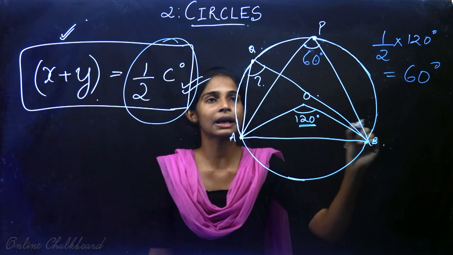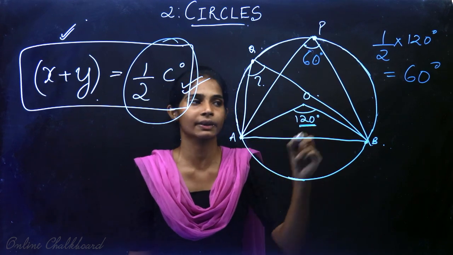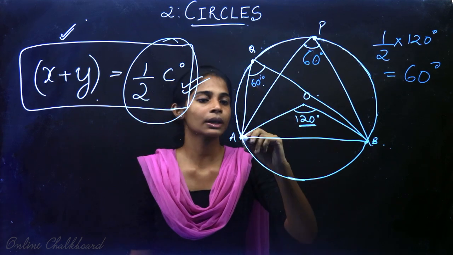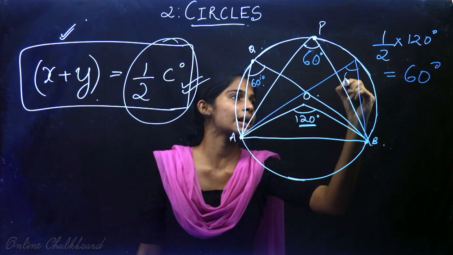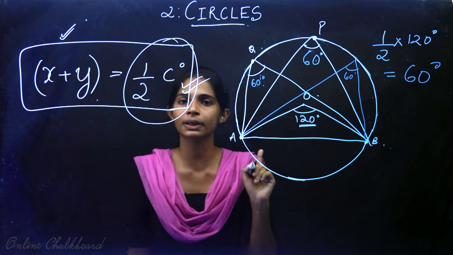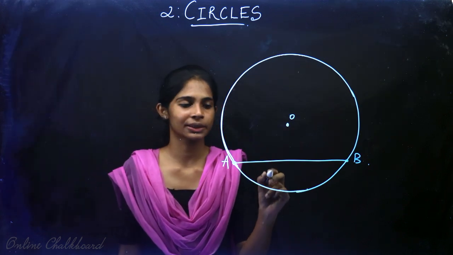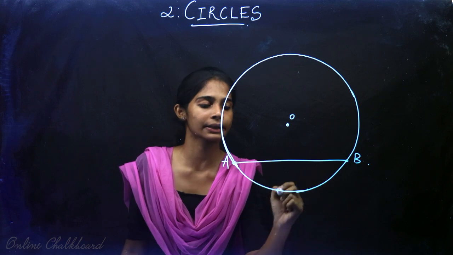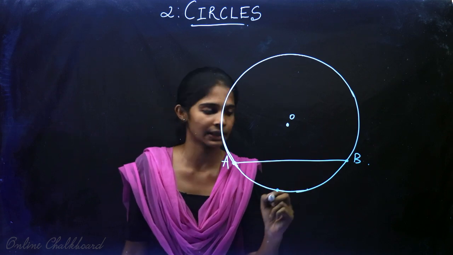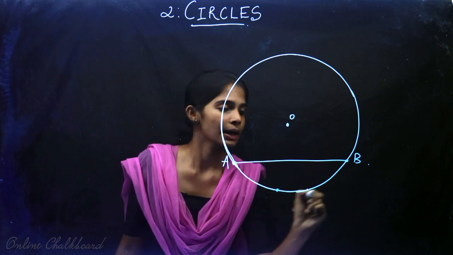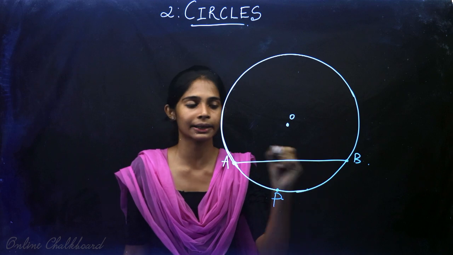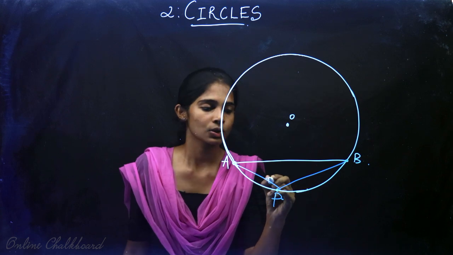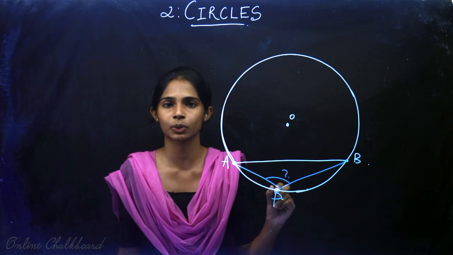That's why we say for any point on the major arc, the angle is the same. Half of 120. So angle AQB is 60 degrees. If I say this angle, the value is 60 degrees. So, this concept is clear, right? Okay, now we are going to study the arc theorem.